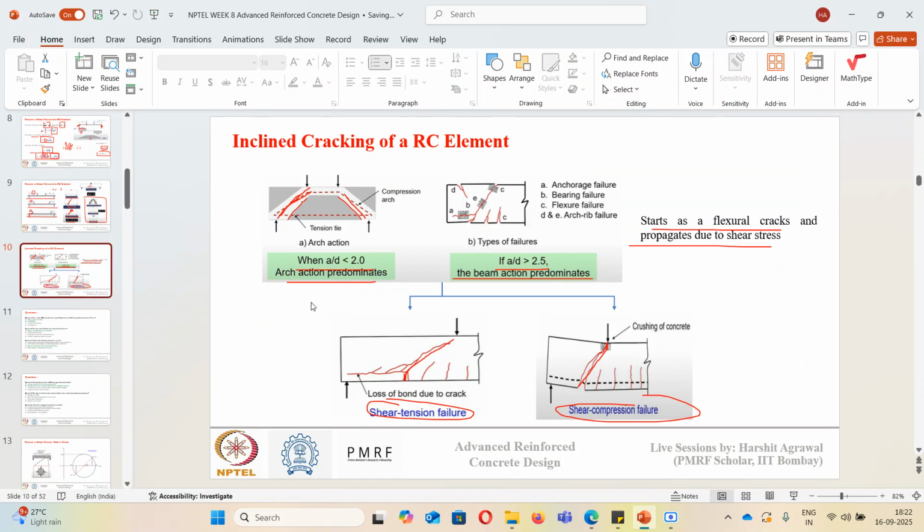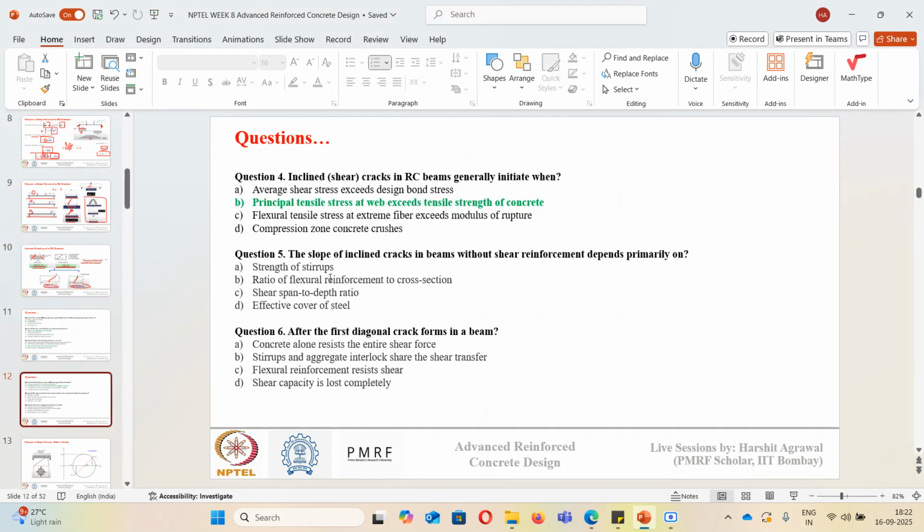So why does this cracking happen diagonally? Why does it not go straight from here? We'll see that. At this point the principal direction is at a 45-degree angle, at which the stresses are the maximum, and at this angle the stress exceeds the strength of concrete, and that's why the crack runs diagonally from the support to the point of loading. So when the principal tensile stress exceeds the tensile strength of concrete, shear cracking happens. We'll understand this concept shortly when we talk about Mohr circle.